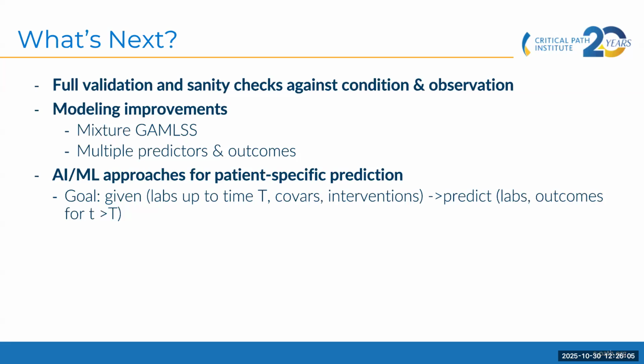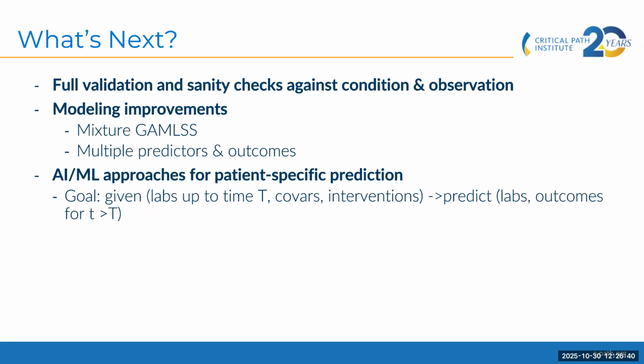That's hopefully coming in the future, but it's going to take some time to build that. And this is basically what's in the last bullet: the AI machine learning approaches for patient-specific prediction. So the goal would be, given labs up to some time and covariates that you have and some interventions that you have made, can you predict the future labs and outcomes for time greater than now? So this is just, in a diagrammatic sense, what we would be wanting to do with this personalized prediction model.